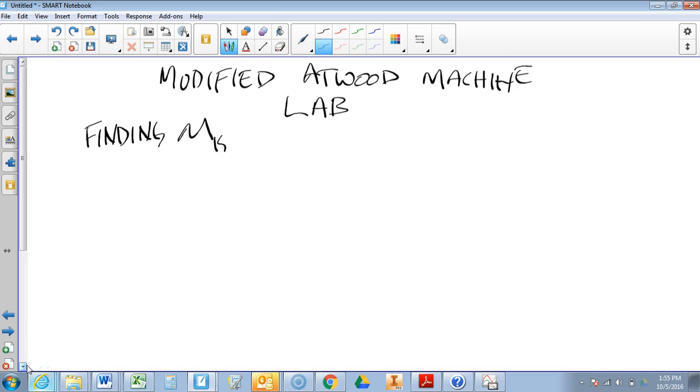So, for the other part of the modified Atwood machine lab where we're finding mu, let's start with a free body diagram for that one. Notice everything starts with a free body diagram. This should become commonplace, right? So once again, I have M1G, that weight pulling to the right in my example, and we'll say to the right is positive.